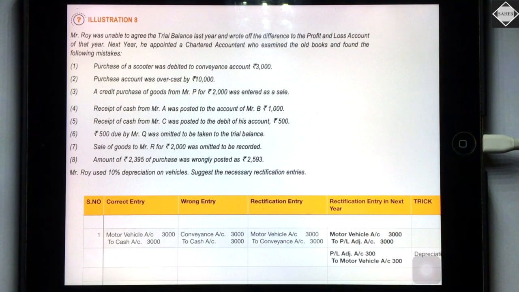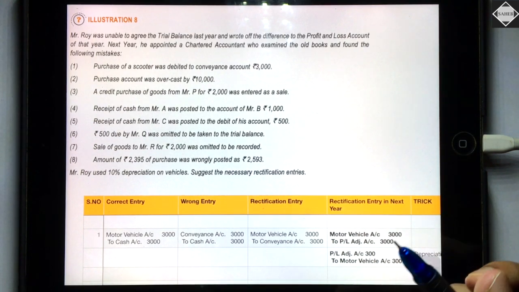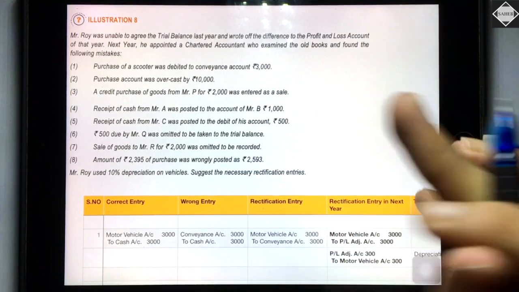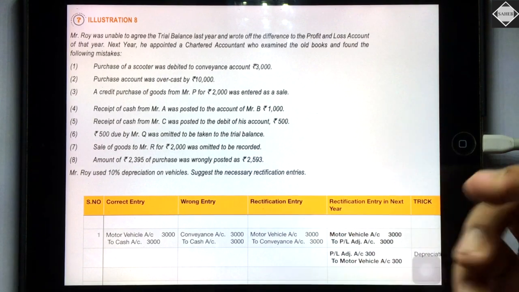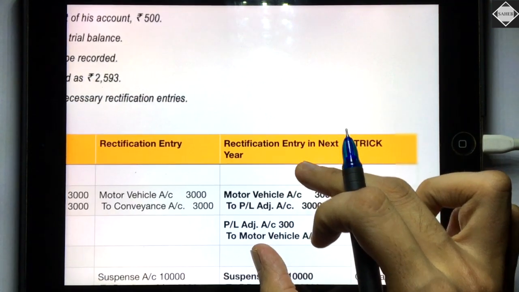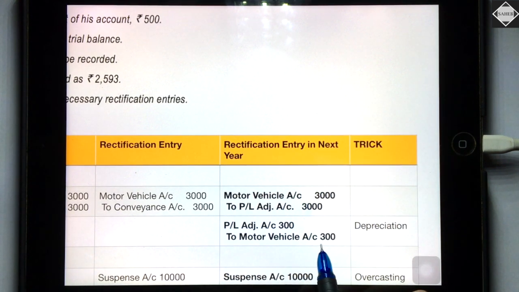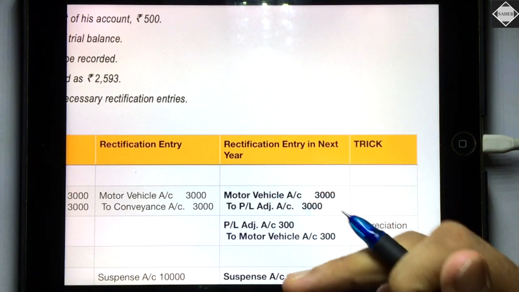So how will you charge the depreciation now? It's really simple. What would be the rectification entry for depreciation? You all know. See here, you can directly pass the rectification entry. You don't need the correct entry, wrong entry and all that. What is the depreciation entry? Depreciation account debit to motor vehicle account, to the asset account. That's what the depreciation journal entry is. You have decreased the motor vehicle by 300.